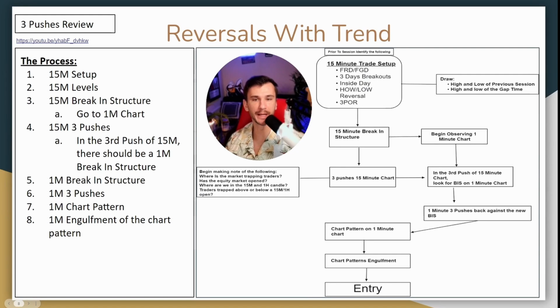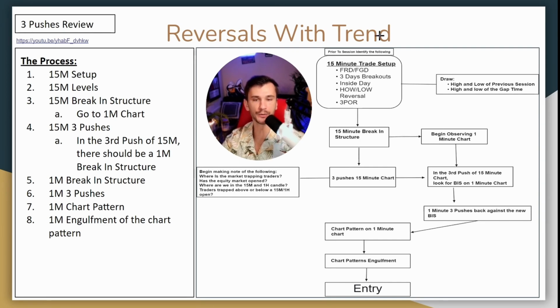Every time I present my entry criteria, I try to present it in a slightly different way in order to reach as many people as I possibly can. This time I've chosen to use a flow chart in order to describe exactly what I'm looking for throughout the process. Before I get into this, if you're looking for a good review of what 3 pushes looks like as objectively as possible, here it is right here.